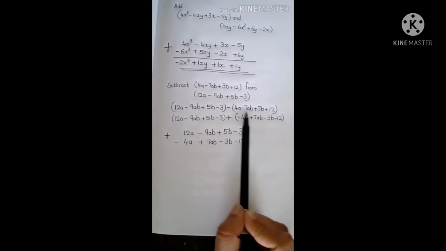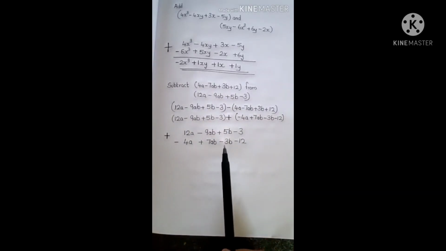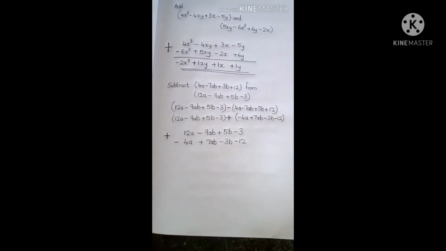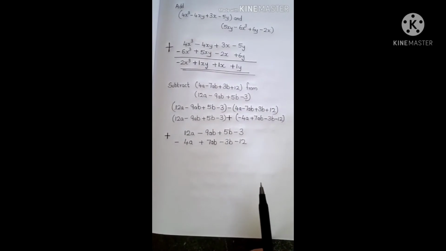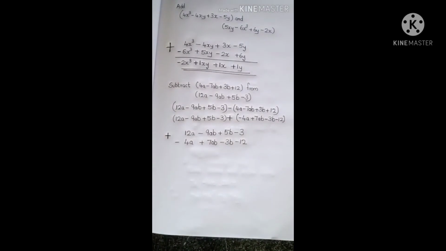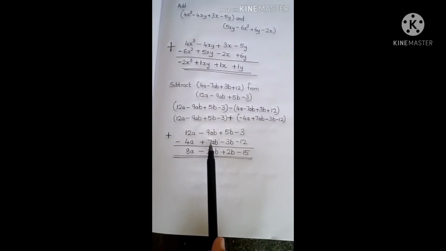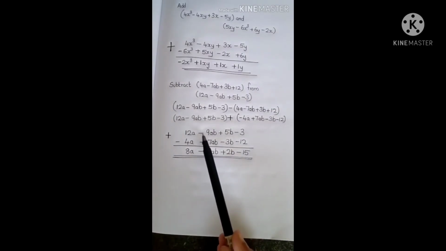Students, I am using this statement to write this. Now what will you do? Using rule of addition in integers, I'll do this. 12 minus 4, 8. Minus 9 plus 7: one number is negative, the other number is positive, you will subtract and give larger number sign. So 9 minus 7, 2, larger number sign is negative.